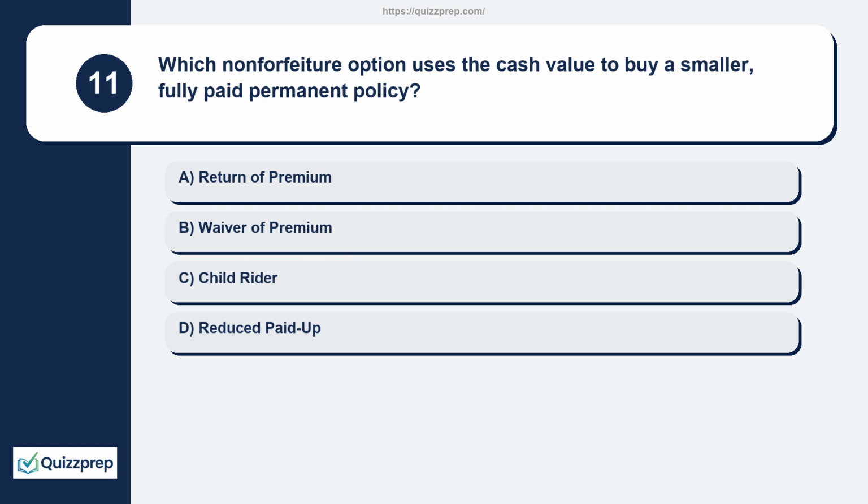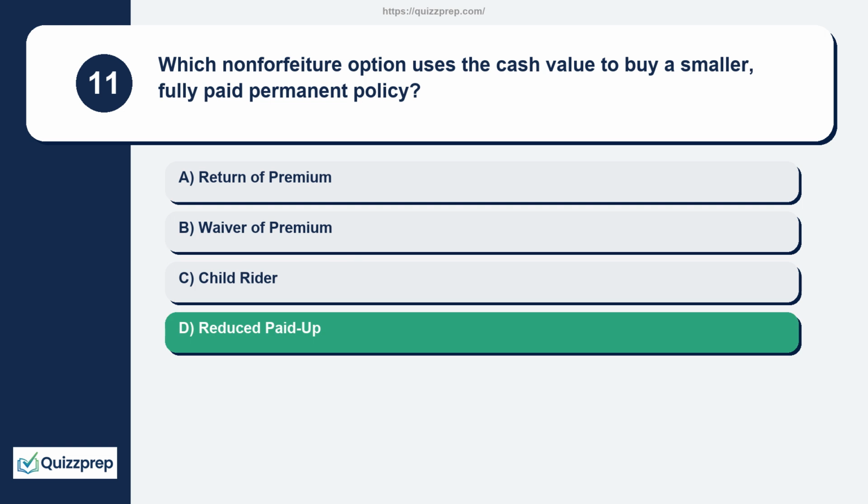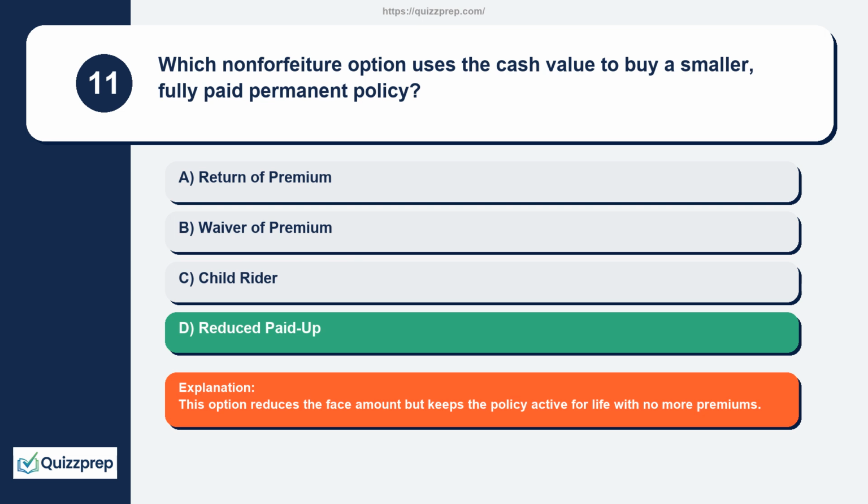Question 11. Which non-forfeiture option uses the cash value to buy a smaller, fully paid permanent policy? Return of premium, waiver of premium, child rider, reduced paid up. This option reduces the face amount but keeps the policy active for life with no more premiums.